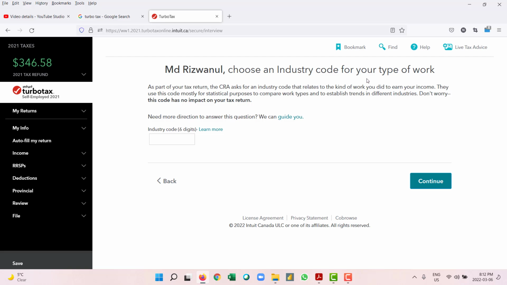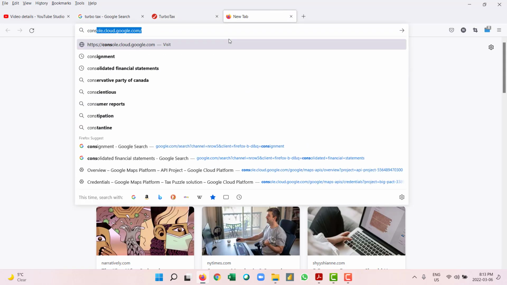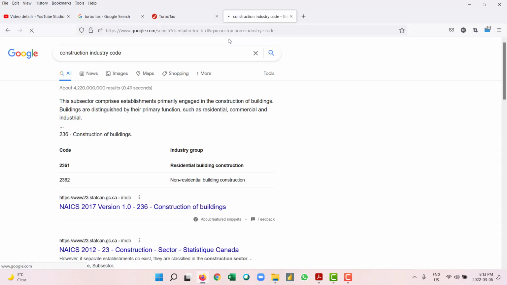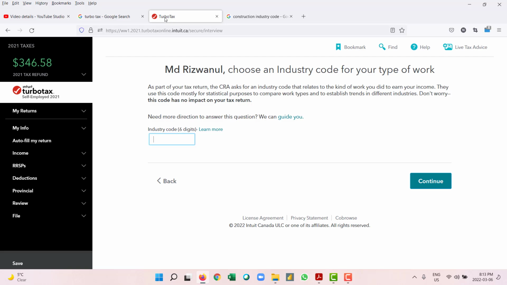Mr. Rizwan, choose an industry code for your type of work. As part of your tax return, the CRA asks for an industry code that relates to the kind of work you did to earn your income. Don't worry, the code has no impact on your tax return. Industry code: construction. If I don't know the industry code, it is 2361. Okay, it's done.